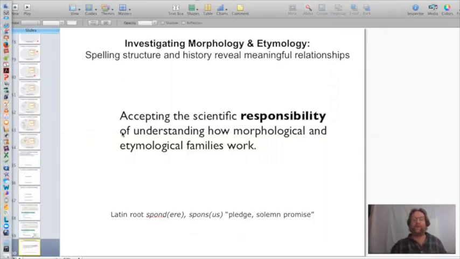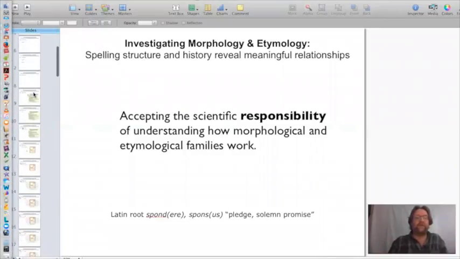And so when we come back to the final piece here, this idea of accepting the scientific responsibility of understanding how morphological and etymological families work, well, if you accept that responsibility, it's like a solemn pledge or promise that we must not confuse bases and roots and what's historical, what's current, diachronic, synchronic. These are all stories that you can revisit.